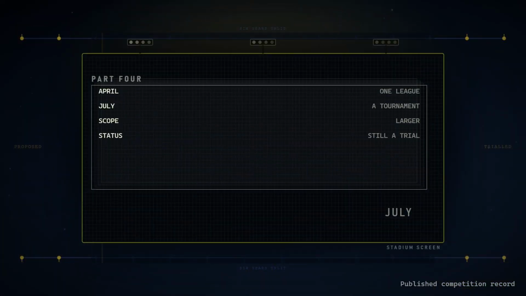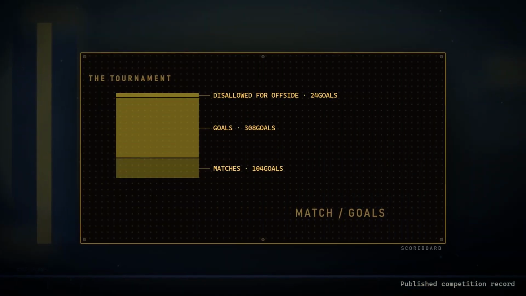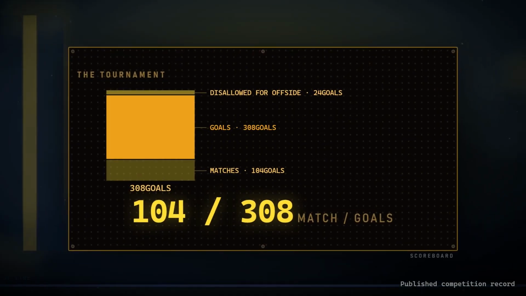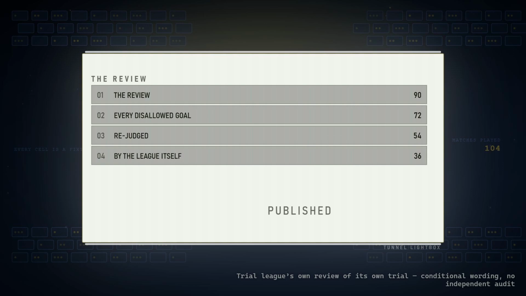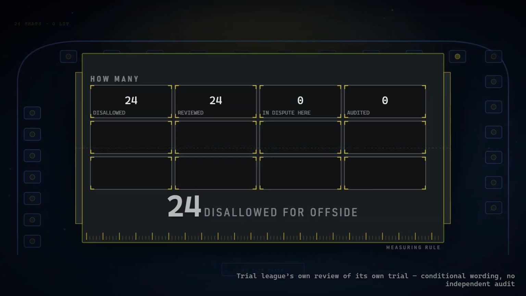And then, in July, the trial went somewhere much larger than Canada. The tournament you watched 3 weeks ago. 104 matches. 308 goals. On the 3rd of July, the Canadian Premier League published a review of every goal that tournament disallowed for offside. There were 24 of them.